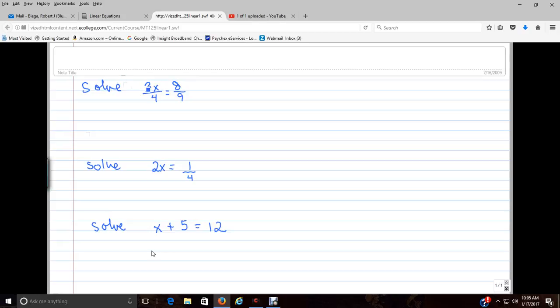So we can take the 3x and multiply it times the 9, which will give us 27x. And we can take the 4 and multiply it times the 8, which will give us 32.